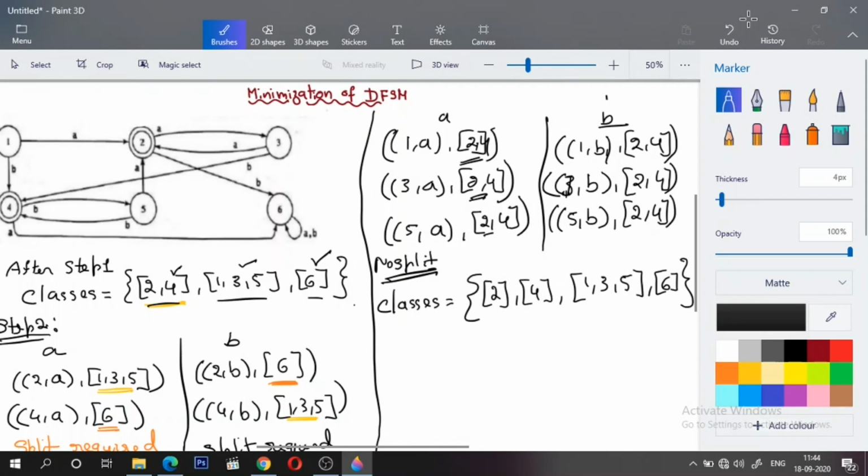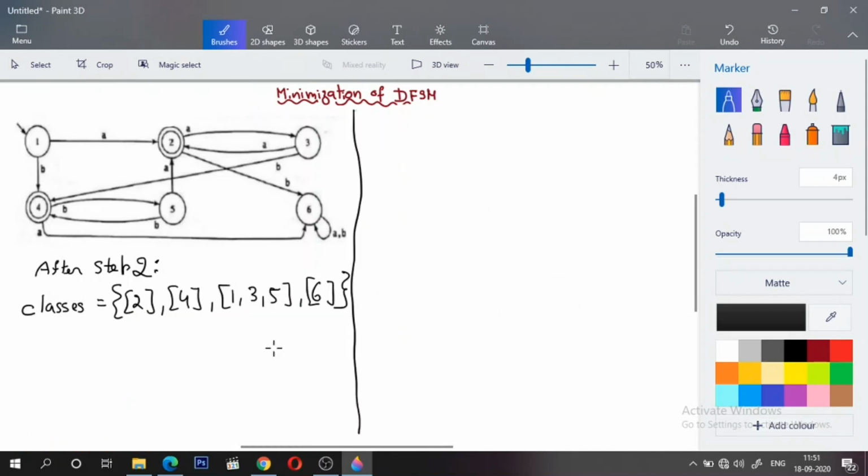So the question is, do we need to continue with step 3? Yes, of course, because we saw the split in our class content in step 2. So these are the contents of classes after step 2, right? So we continue with step 3, because there was a split in step 2. Step 3: 2 and 4 cannot be further split, so I need not consider this, even 6, right? Now let us consider this 1 3 and 5.